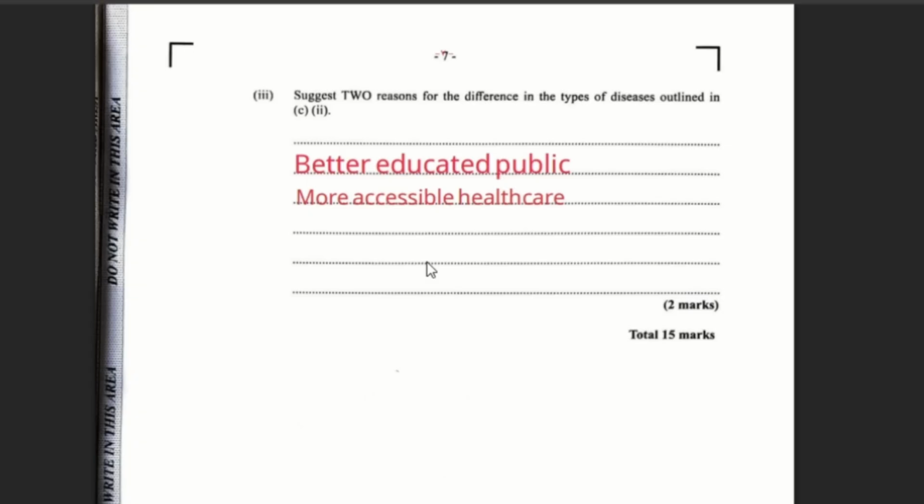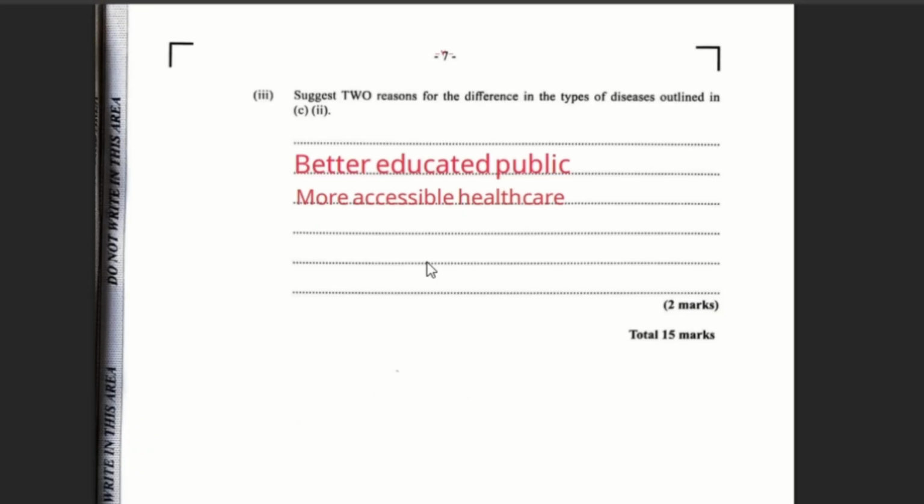Or let's just say somebody who has gastroenteritis and vomits or has diarrhea, it can be transferred. Or if somebody has pneumonia, it can be contagious, or the flu. People understand and are more cautious now because they're better educated. And the next reason is also more accessibility to healthcare.